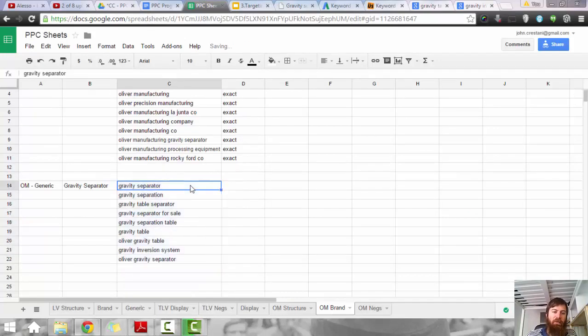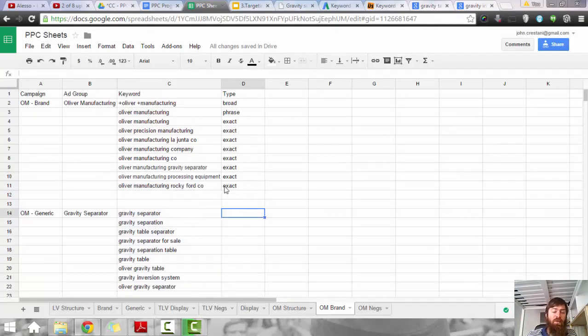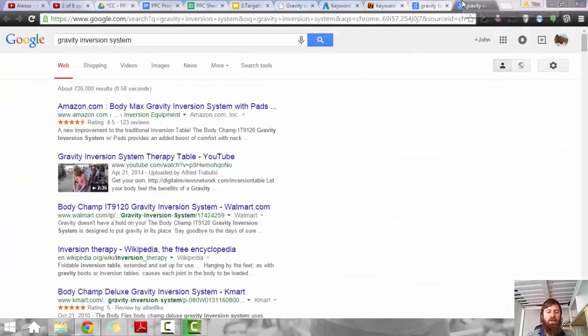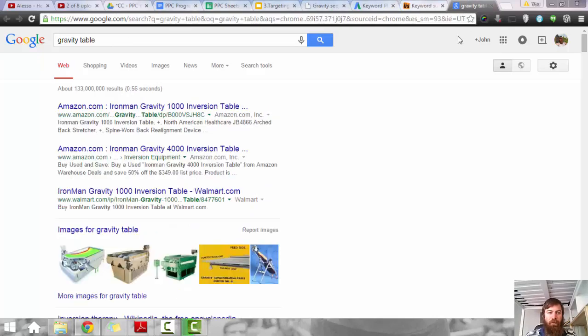So if gravity separator is the main keyword, then I guess we're just going to have to build much smaller ad groups. Keep in mind, everything's separate. Every business is different. Marketing cannot be done by software programs or robots. It cannot be automated because it is such a vital function to companies, and it's a dynamic conversation.